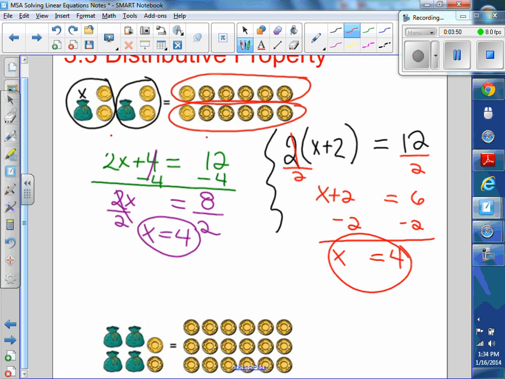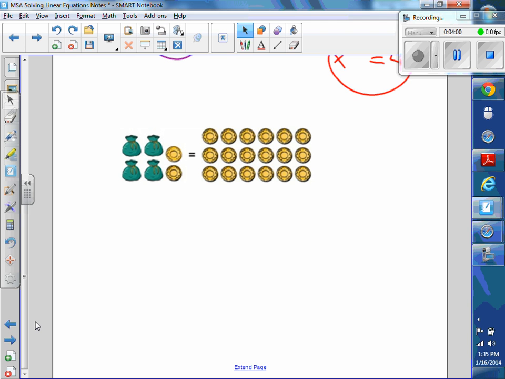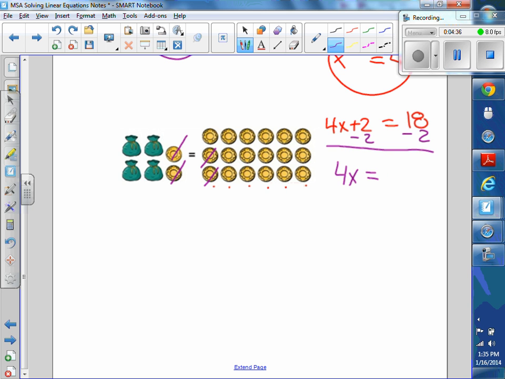So let's try this idea one more time, okay? So look at this problem down here. When you look at this problem, do you see that one way to write this is 4x plus 2 equals 3, 6, 9, 12, 15, 18? You see that? Yes or no? Oh, yes. So I could go this way of subtracting. If I move this over here, it would be like canceling 2 here and 2 here, right? And so I would have 4x equals 16.